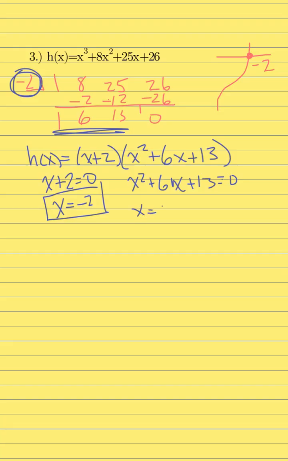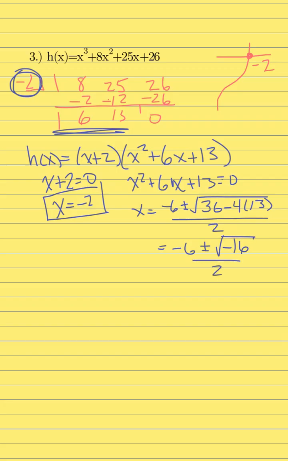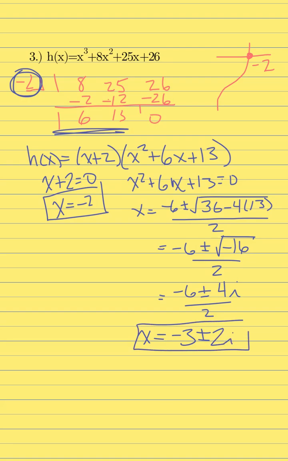X equals negative b plus or minus the square root of b squared minus 4ac, all over 2a. And that gives us negative 6 plus or minus, let's see, 36 minus 52 is negative 16. So negative 6 plus or minus the square root of a negative is i, the square root of 16 is 4, so that's going to be 4i, all over 2. And then divide each of them by 2. So we'll have negative 3 plus or minus 2i. And there are those two solutions.